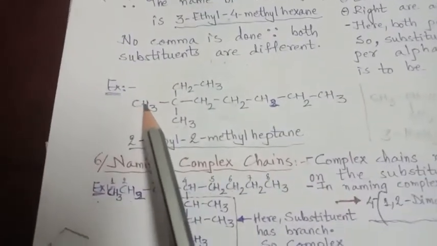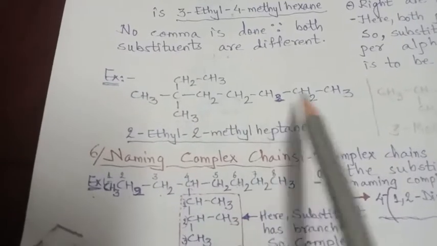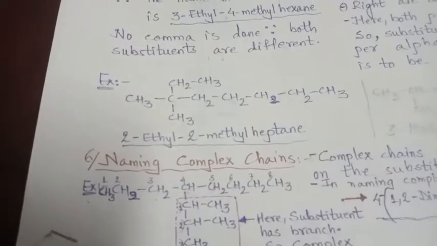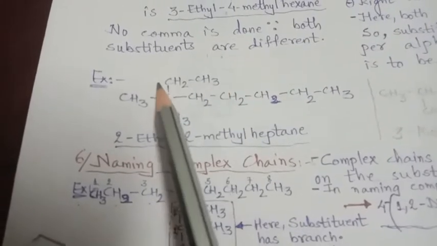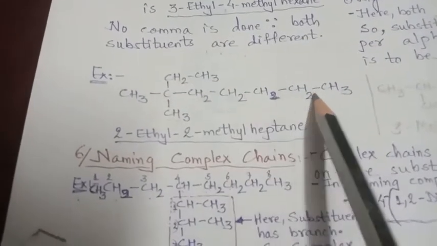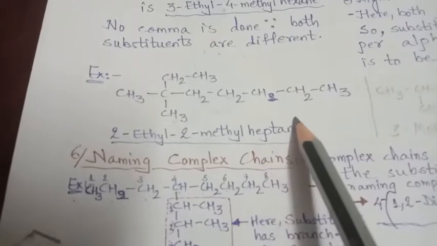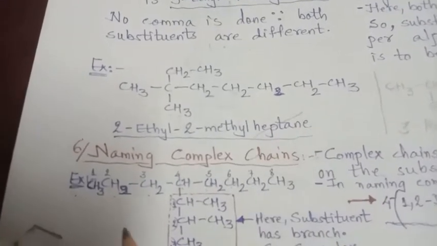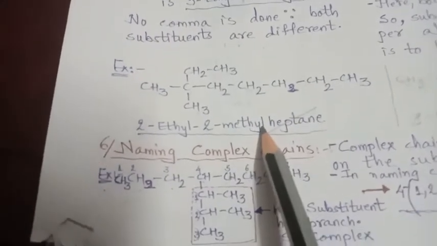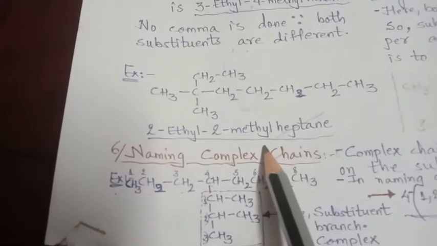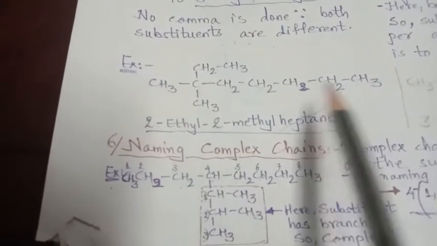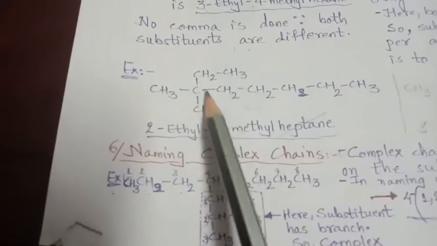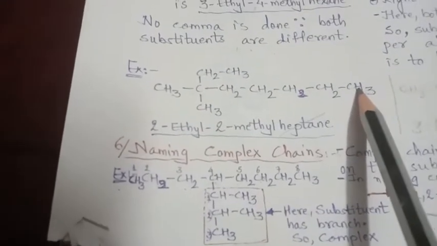I consider this only 1, 2, 3, 4, 5, 6, 7. But you see, when we see from here 1, 2, 3, 4, 5, 6, 7, 8. That means this is not the longest chain. That is why I have written here like this. So don't make such a mistake. Check it twice and thrice from either side, from the branch also, for the longest chain.